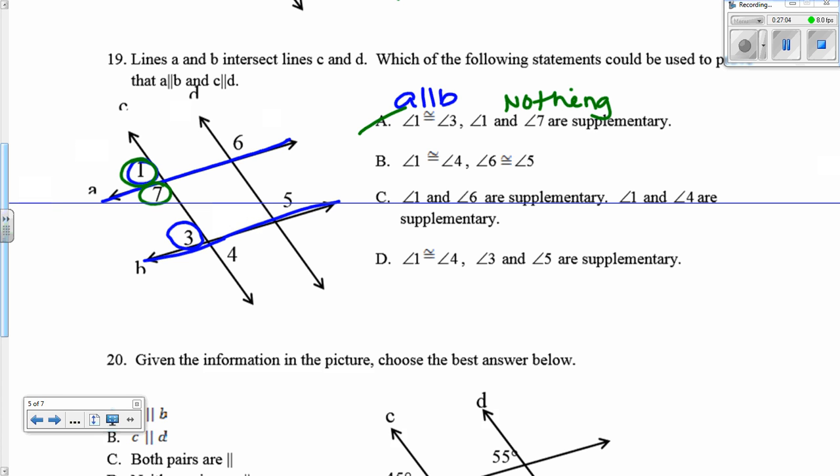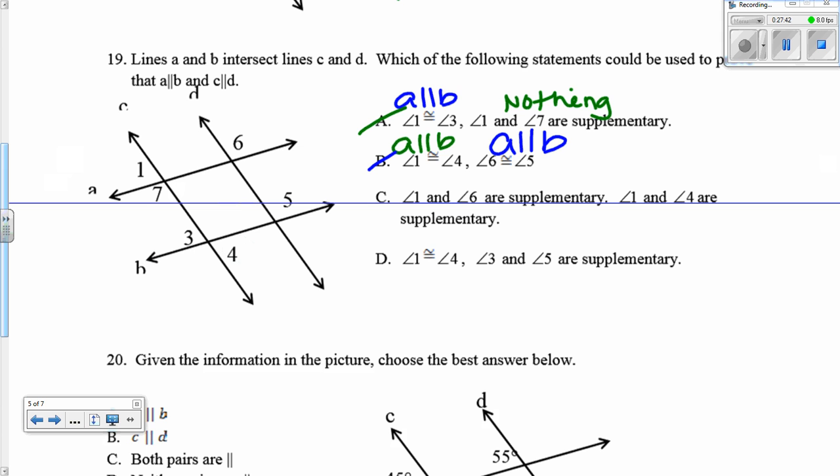So my answer can't be A. Let's look at my next set of information. I know angle 1 is congruent to angle 4. So that tells me, since those are alternate exteriors, that A and B are parallel. Now look at 6 and 5. 6 and 5 are corresponding, but since they're both using A and B, that's still telling me that A and B are parallel. So, can't be B.